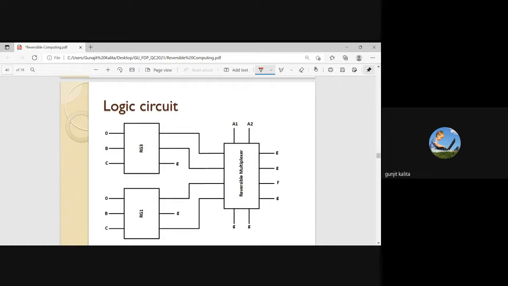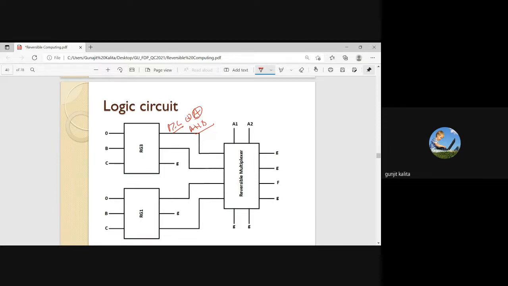So BC XOR A is written. Here A is 0, meaning BC. So BC is basically your AND operation. So this is the logic AND operation. Alright, and I think this is the logic OR operation.